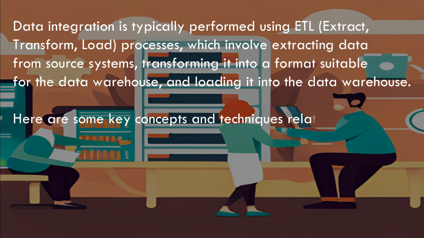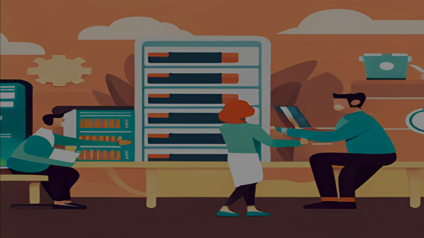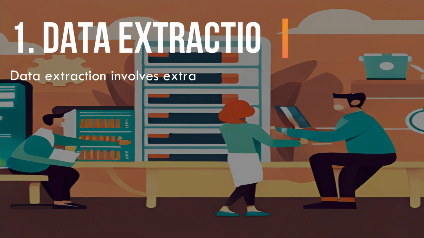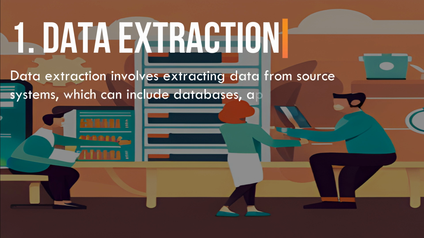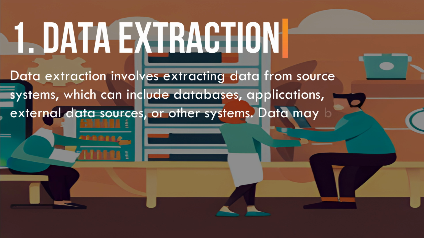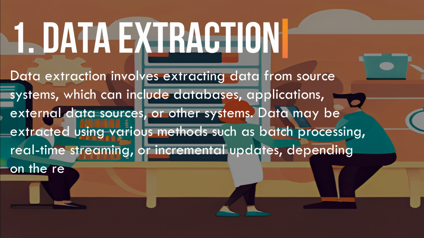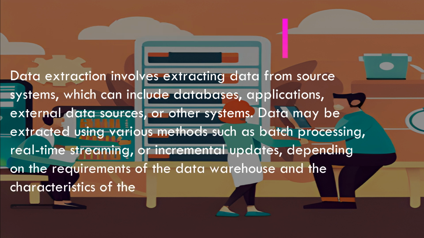Here are some key concepts and techniques related to data integration for data warehousing. 1. Data extraction. Data extraction involves extracting data from source systems, which can include databases, applications, external data sources, or other systems. Data may be extracted using various methods such as batch processing, real-time streaming, or incremental updates, depending on the requirements of the data warehouse and the characteristics of the source systems.